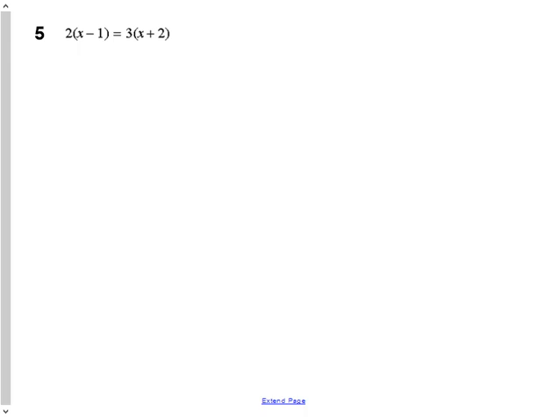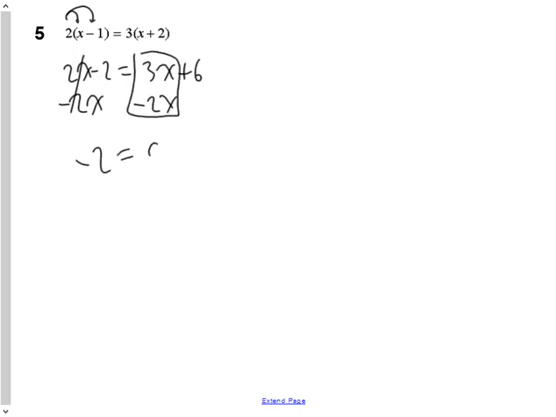Question 5 is variables on both sides and there's a distributive property. When you have these types of questions, what I advise is to expand your distributive property first. So 2x minus 2 equals 3x plus 6. What side has the least amount? Well, it's the 2x. So I'm going to subtract 2x from both sides. Negative 2 equals, combining those two like terms will leave us with a 1x again. And subtracting the constant from both sides will give x equals negative 8.